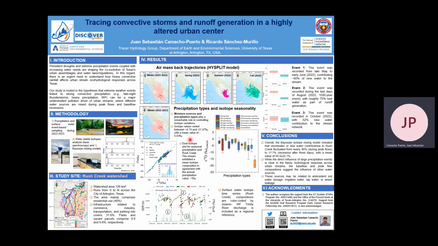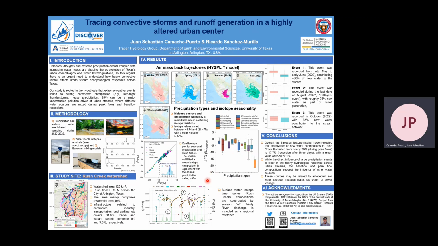Now, with this information, we plotted our local meteoric water line for the city of Arlington, and we can see that the most depleted values were during the winter time, and the most enriched values were during summer and fall, which means that higher temperatures had more enriched isotopic compositions. Additionally, we classified our rainfall by season, and we can see that snow precipitation during winter had the most depleted values of all the rainfall types.